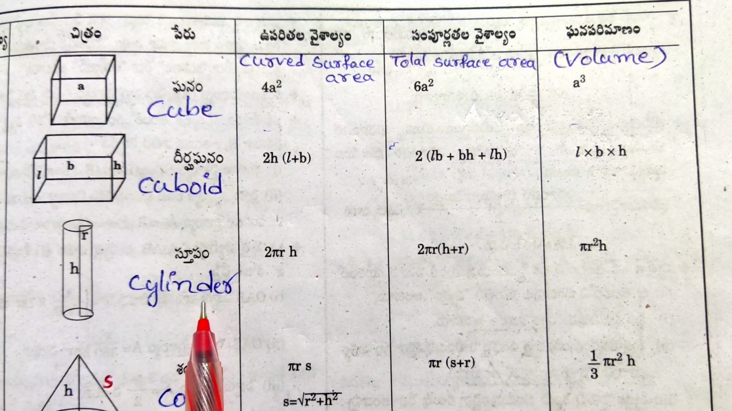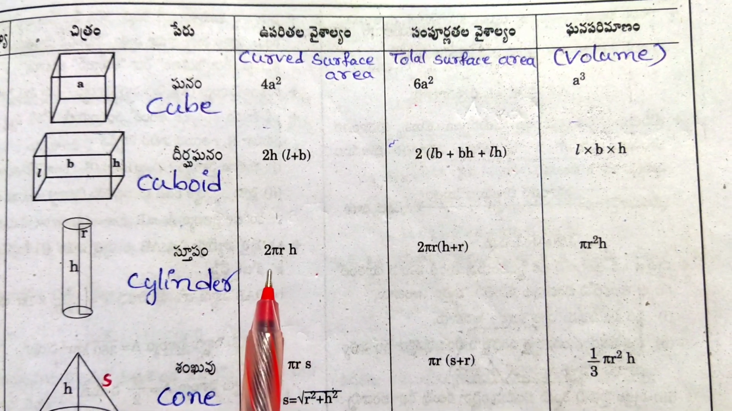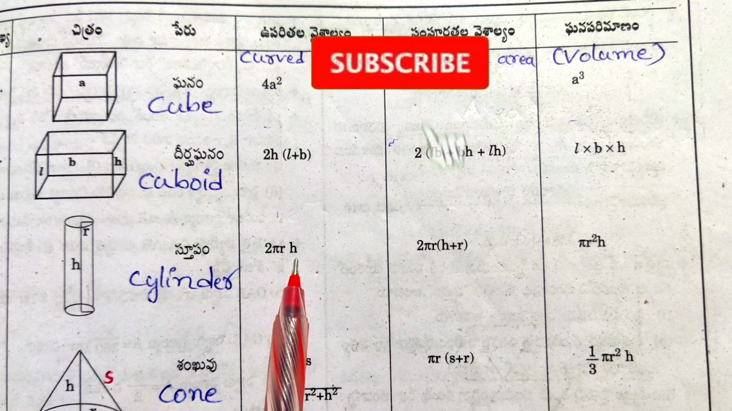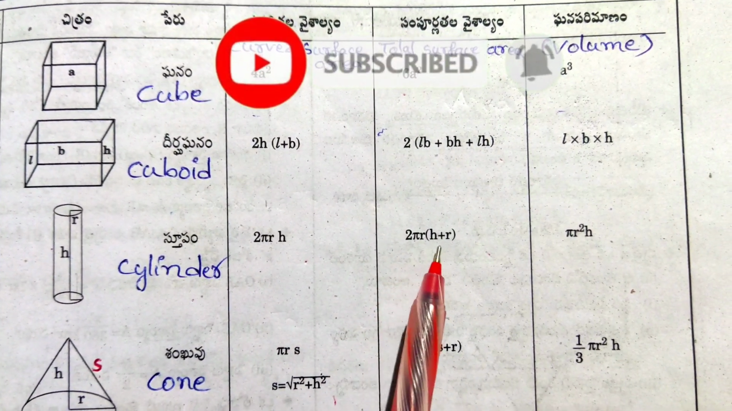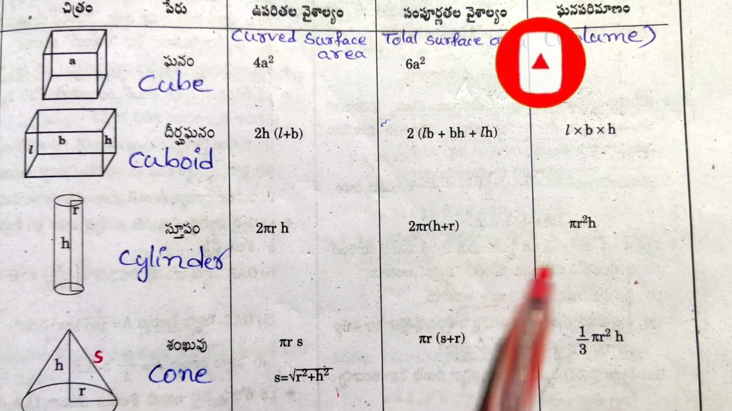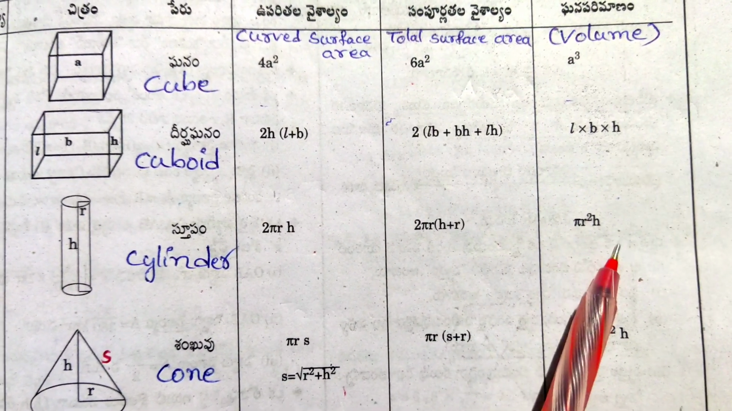Cylinder. Curved surface area formula is 2 pi r h. Total surface area formula is 2 pi r of h plus r. Volume formula is pi r square h.